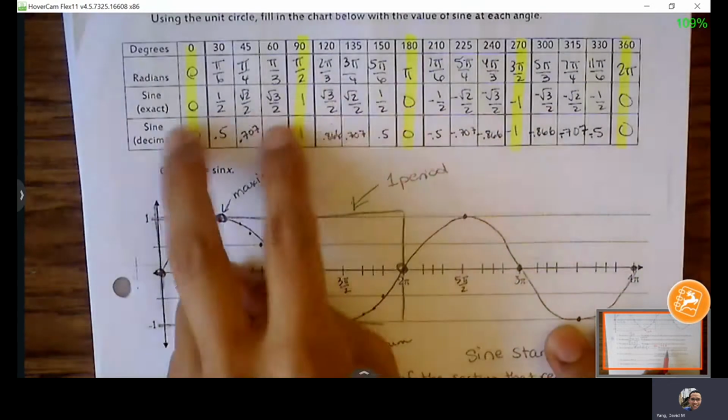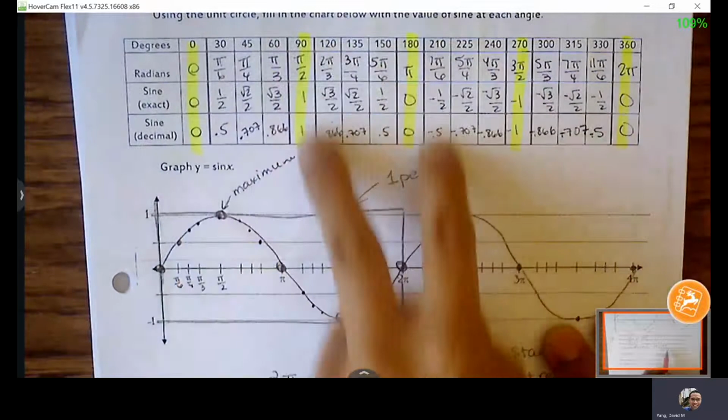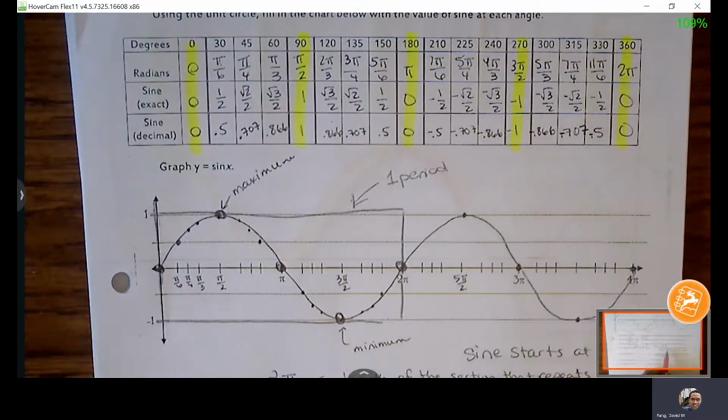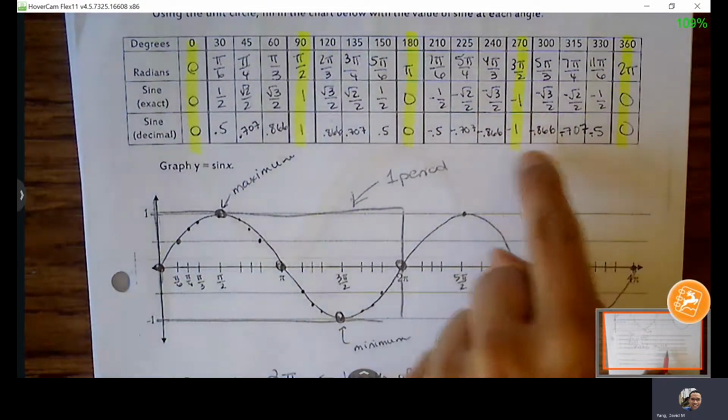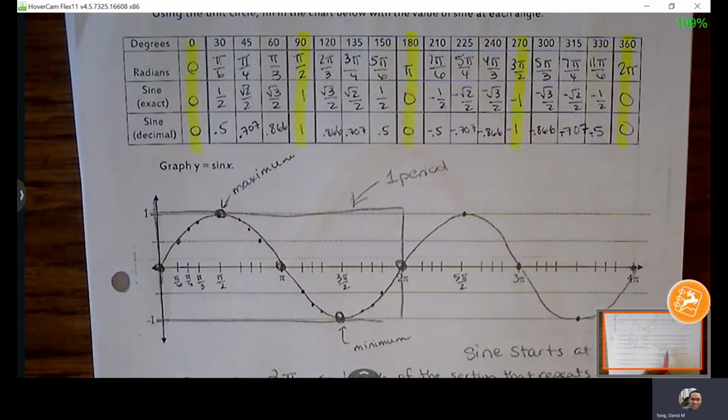So if you guys can highlight just the quadrant values, these are the ones that are the easiest to plot, and also the ones at the extremes and at the beginnings and ends. So 0, pi over 2, pi, 3 pi over 2, and 2 pi. Those are the values that will be the easiest ones to plot and give us an outline of our graph.